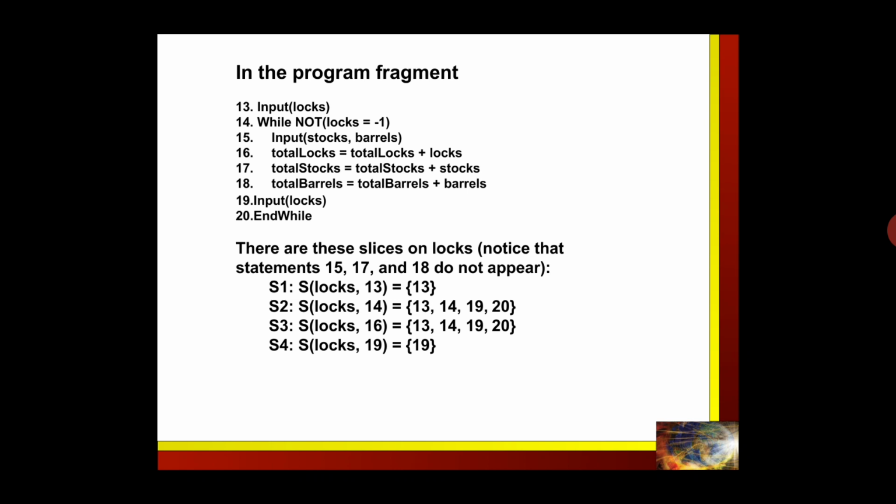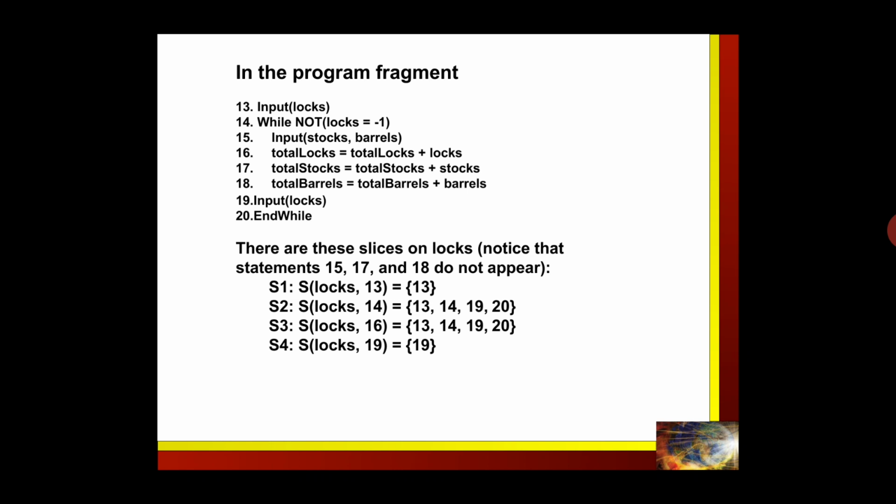For S3, S of logs comma 16, it will also be 13, 14, 19, 20. If you consider the input logs, since it is only an input, you only consider line 19. No need to write 13, 14, 19, 20 and all. This is how to write the slices for different variables. Here only one variable is there, that's why logs.